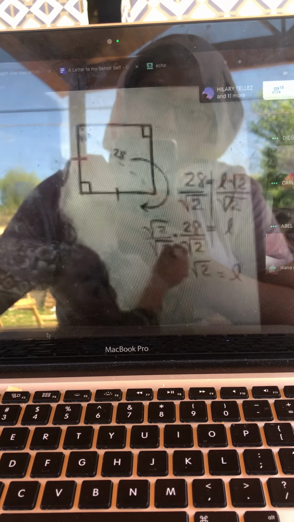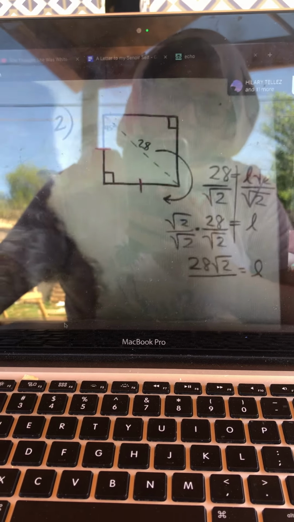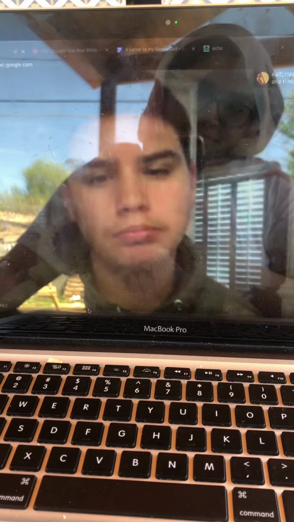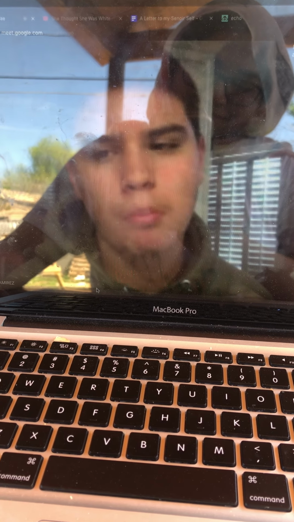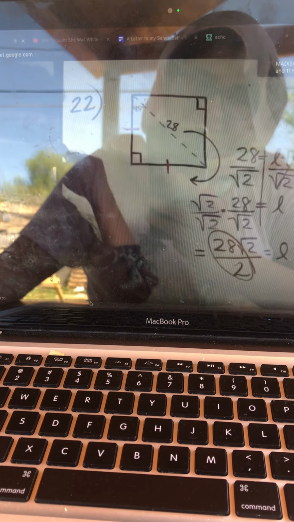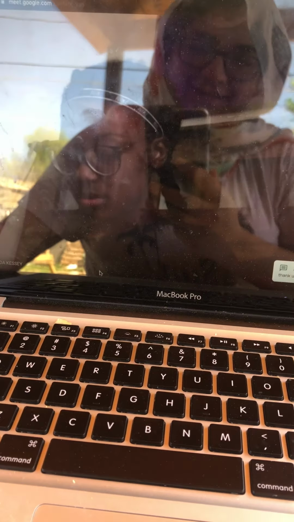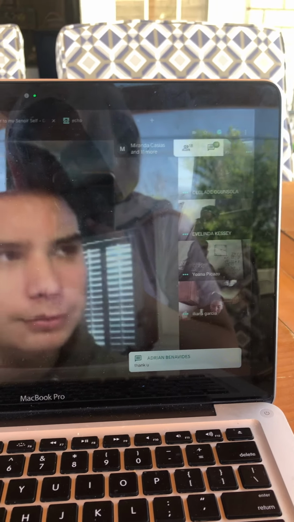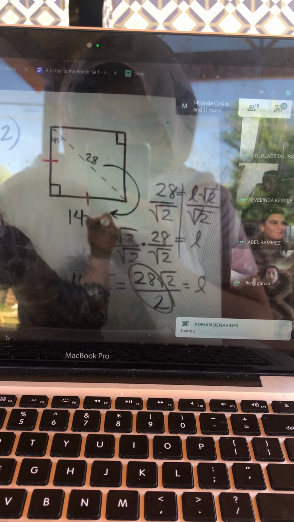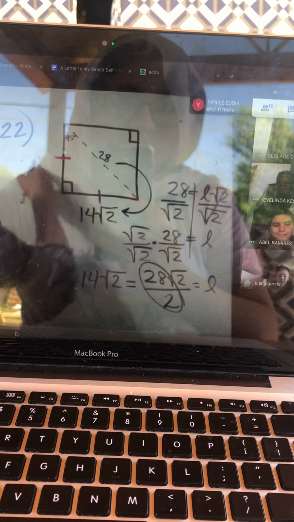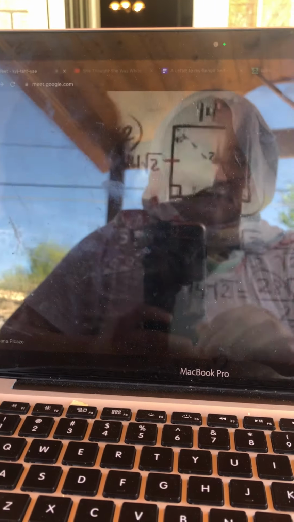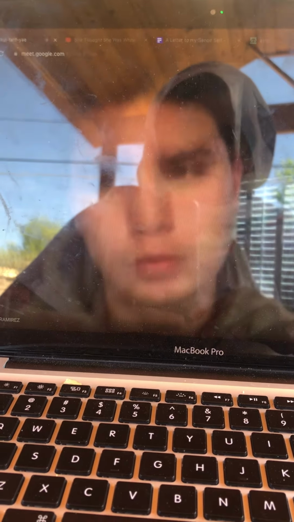And what's 2 times 2? 4. And the square root of 4? 2. What is 28 divided by 2? 14. So this is 14 square root of 2. And what is this? 14 times the square root of 2. And this one? 14 square root of 2.